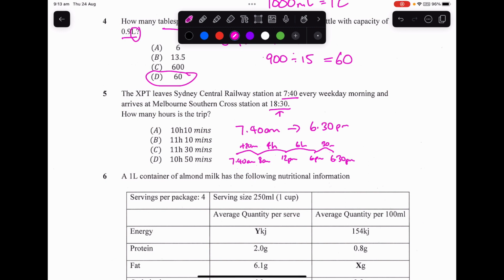Okay, so then I add all those together. I've got 4 hours and 6 hours, which gives me 10 hours. And then I've got 20 minutes and 30 minutes, which gives me 50 minutes. So 10 hours and 50 minutes, and we'd be looking at D as our answer.